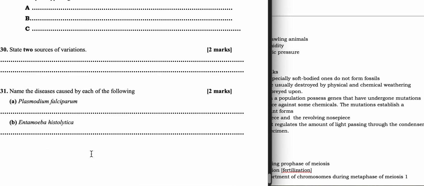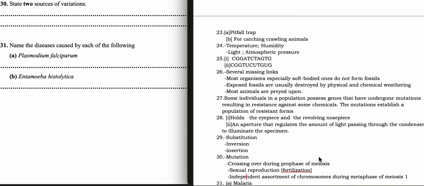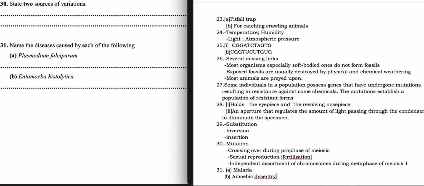Question 31. Name the diseases caused by each of the following. Plasmodium falciparum. This is malaria. Entamoeba histolytica. This we have amoebic dysentery.